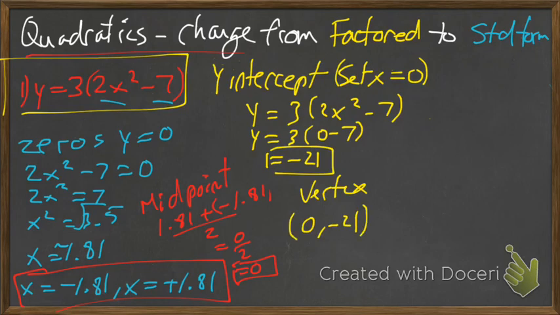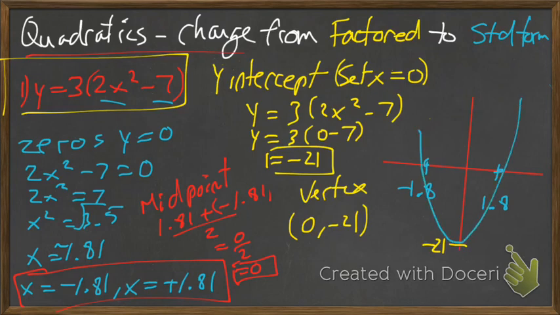We know our zeros are at negative 1.8 and positive 1.8. We'll say this is negative 21 down here. So our graph is going to look something like this. There you go. The last thing we'll do is find our a value.